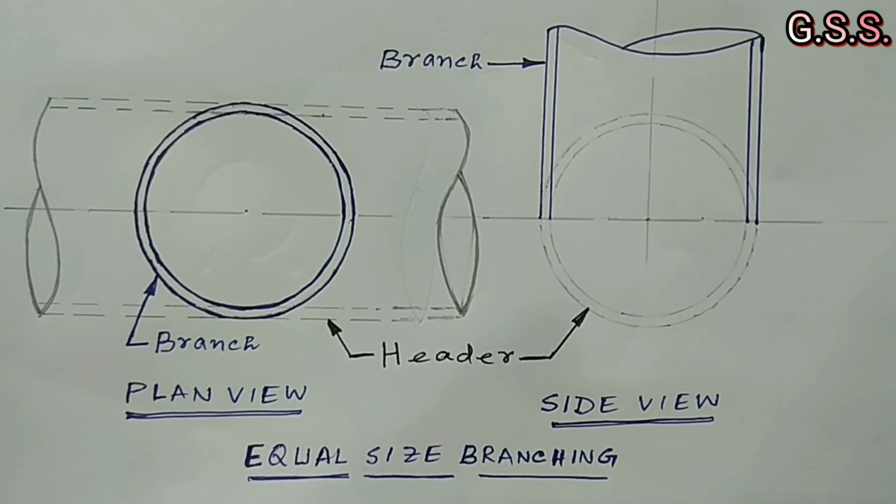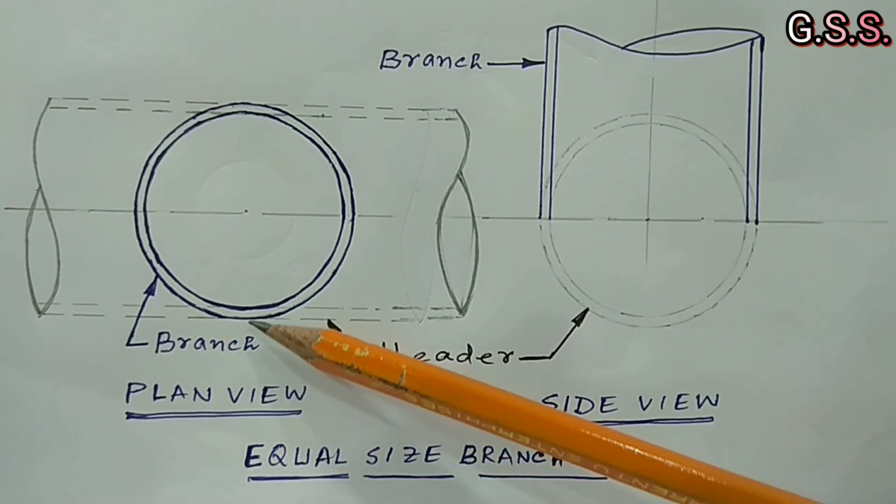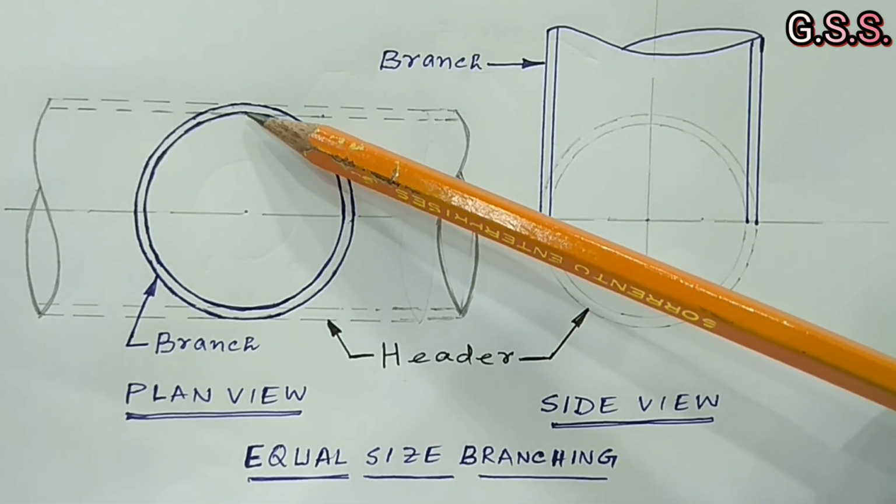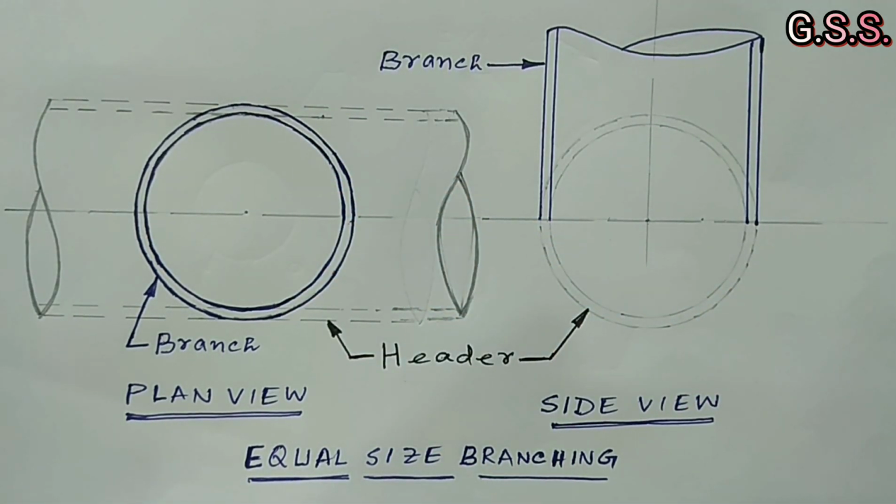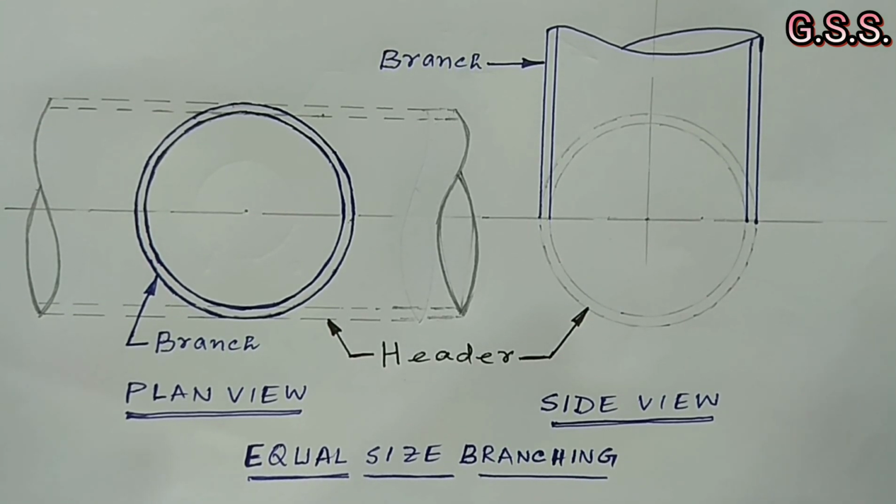For equal size branching, it is not possible to provide an RF pad because the branch connection is up to the OD of the header. So for equal branching, we have to go for direct branching without RF pad, or we will have to provide a butt weld tee.